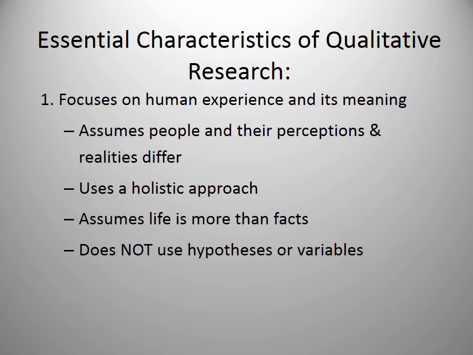So with qualitative research, this is just a little bit of a review. It focuses on the words, and it focuses on the human experience and what that means. So it can't be measured with numbers. It assumes people's perceptions and realities are different. You might remember that from that constructivist or naturalistic approach. It is more holistic in nature, and it assumes life means more than facts. We don't use a hypothesis, we don't use variables. This is kind of a groundwork type of research unless you're just a qualitative researcher.